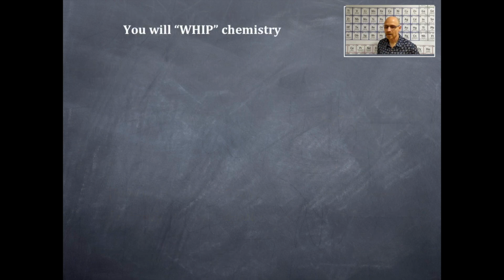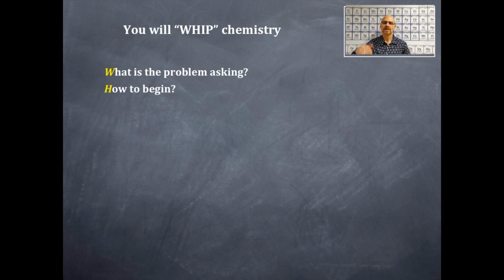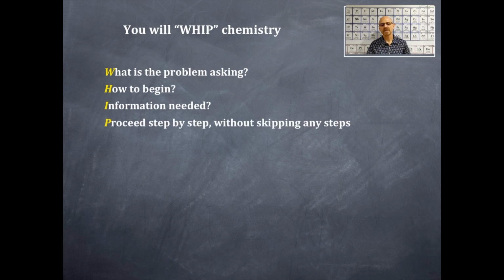Okay, so you are going to WHIP chemistry, and this is your little hint on how to solve mathematical problems in any chemistry problem. It doesn't need to be this particular unit. So WHIP: the W is what is the problem asking. So you first need to ask yourself, what is the problem asking? Then the H of the WHIP is how to begin. So how do you begin the problem mathematically? Okay, then the I is what information is needed. What information is given, what information is needed. And then finally, the P is proceed step by step without skipping any steps.